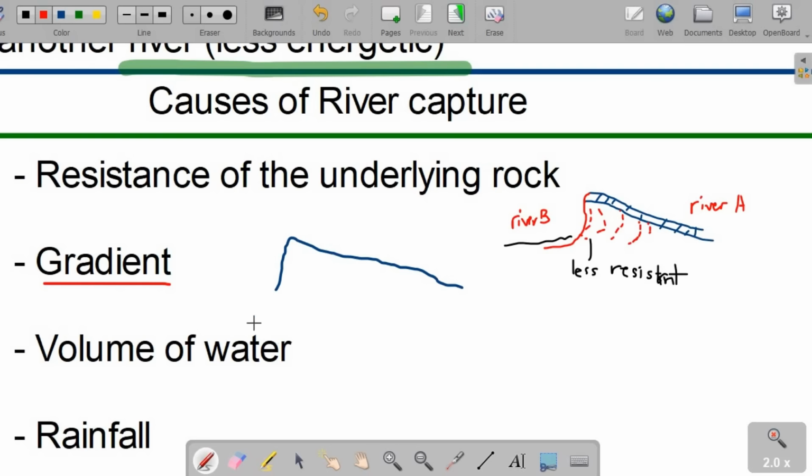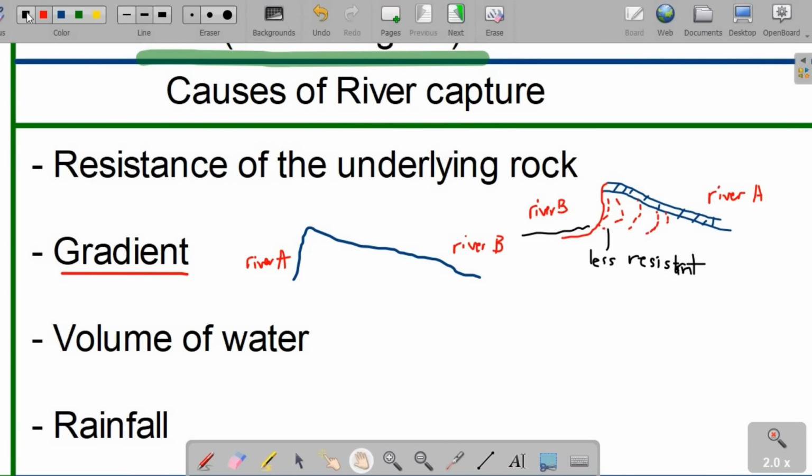So let's say this is the more energetic river, river A, and that is the less energetic river, river B. So it's pretty much easier to capture a river along the steeper side. Along the steeper side you are going to dig like that. If you dig like that, all of this material right on top of it will fall, right? It will be able to fall like that.